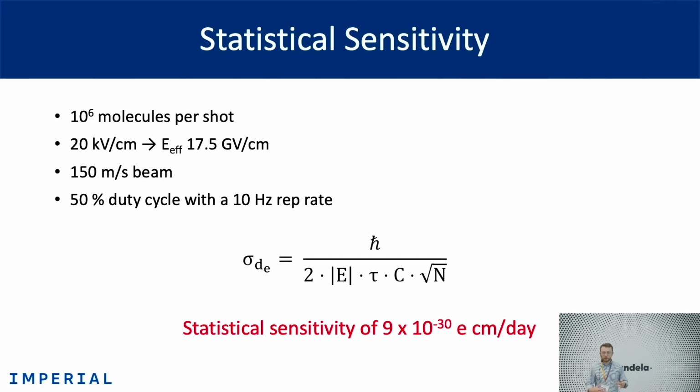So we can plug all those numbers into the statistical sensitivity we had at the start, and at the moment we're looking at a statistical sensitivity of 9 × 10⁻³⁰ e cm per day. A caveat: we're not at that noise level yet. We still need to identify sources of noise in our experiment. But if we can push that down, then 100 days of data collection would mean we'd be competing with the best measurement to date.